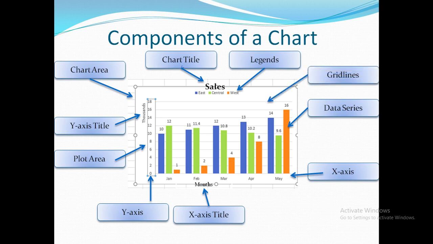Then come grid lines. The lines that run across the plot area are known as grid lines. These lines could run either horizontally or vertically, depending on the selected chart type. Then comes the data label. It lets you label the elements of the chart with their actual data. So here we have the data labels as 10, 12, 1, 11 and so on. So these were the components of a chart.